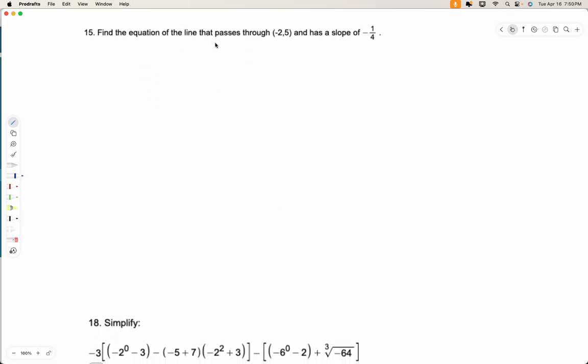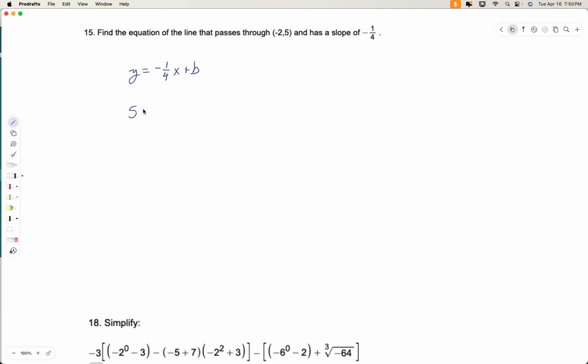Find the equation of the line that passes through negative 2 and 5 and has a slope of negative 1/4. Okay, so they already gave us the slope. So y is equal to negative 1 over 4 x plus b. I'm going to take the points and put them in for x and y.